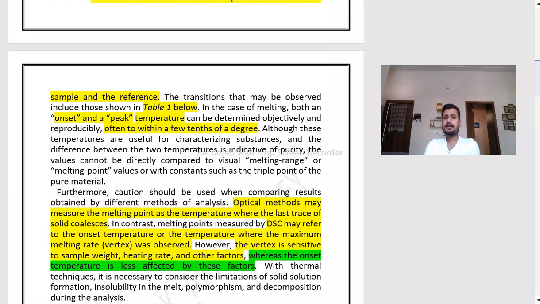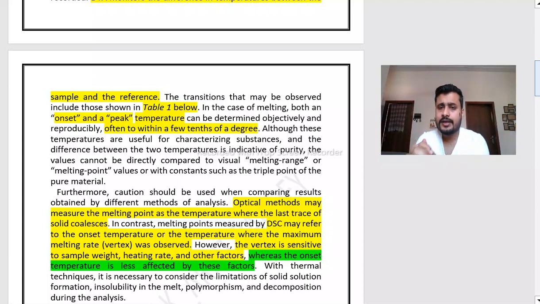The transitions that may be observed include those in Table 1. What happens if we heat the substance? Some transitions may be observed. So in the pharma sector, the types of transitions we observe when heating a drug substance are tabulated in Table 1. We will discuss them later.